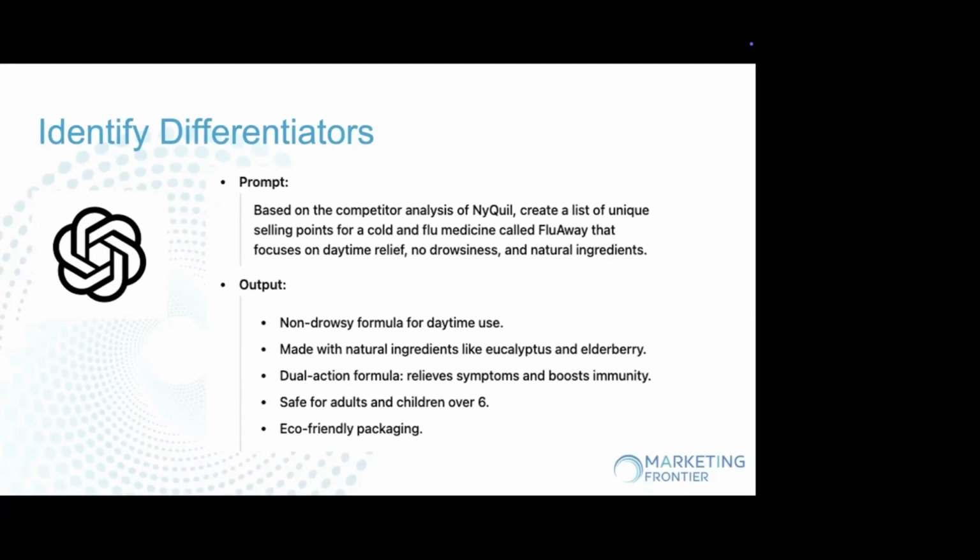Okay, so based on competitor analysis of NyQuil, create this list of unique selling points. All right, so based on that, it says, okay, it's non-drowsy. Nighttime might get a little drowsy, or NyQuil might get a little drowsy. Made with natural ingredients like eucalyptus and elderberry. We have, in Flu Away, a dual action formula. So we're relieving those symptoms and boosting the immunity. It's safe for adults and children over 6. And we've got the eco-friendly packaging. So we clearly now have identified a few selling points that might have been difficult for us to have done before.